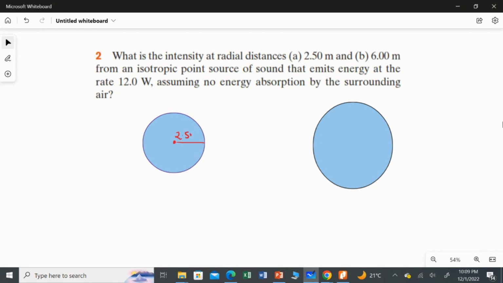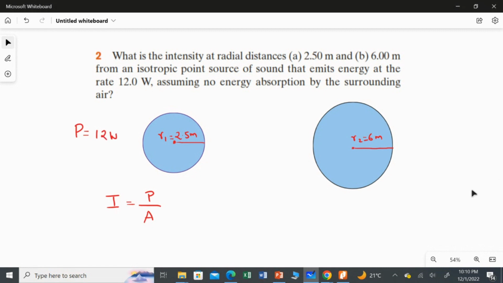So 2.5 meter, let's take this as R1, right? And likewise, in the second part, we are going to consider the radial distance of 6 meter. So that means this is R2, the value 6 meter. For these 2.5 meter and 6 meter, we are going to calculate the intensity of the sound wave. As we already studied in the theory, for calculating the intensity, we studied the rule I equals power over area, right? And here they mentioned the power also. For both cases, you have to consider the same power of 12 watt, right?